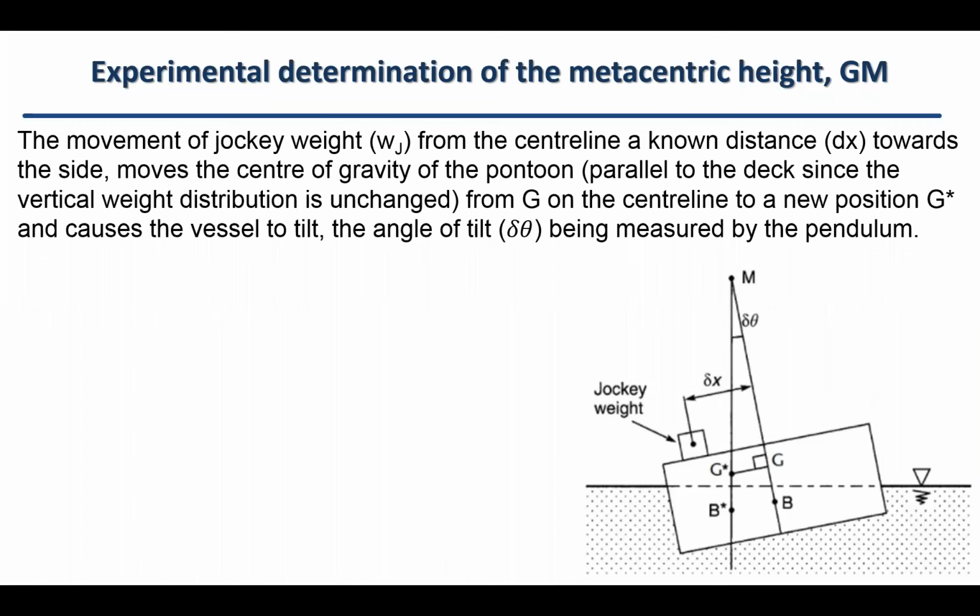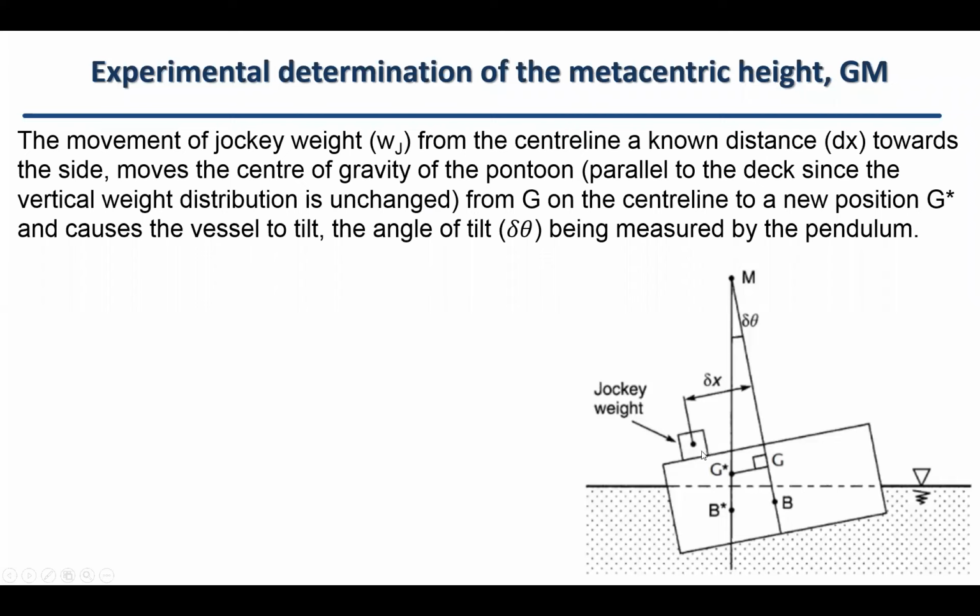Okay, in here, we're just going to look at the experimental calculation or determination of the metacentric height, denoted by GM in this picture. So if you look at this picture, we want to see how we can experimentally calculate this. In the pontoon, the floating body, we have a jockey weight, located somewhere over the pontoon. We can denote it by this one, for example.